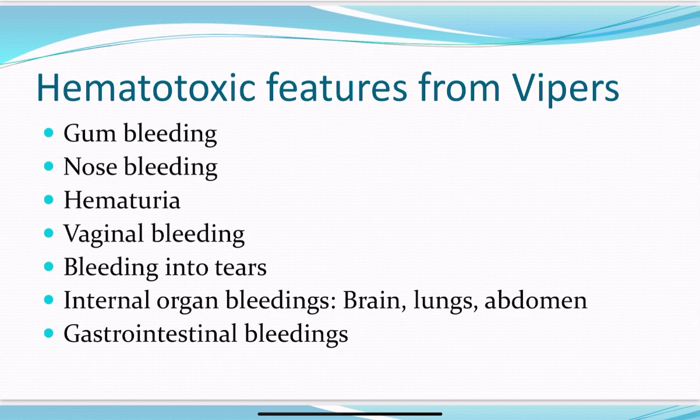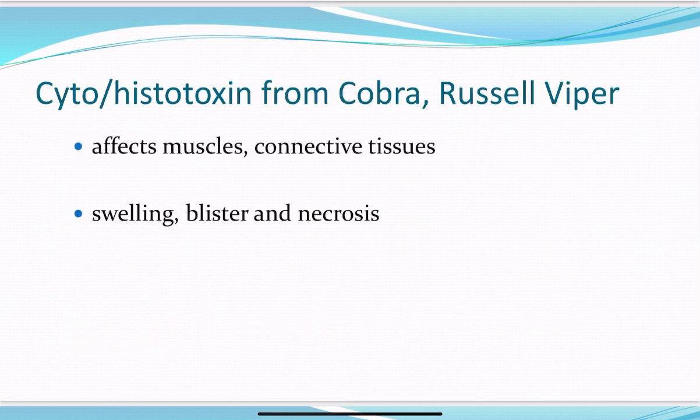The hematotoxic features due to bite from vipers include gum bleeding, nose bleeding, hematuria, vaginal bleeding, bleeding into tears, internal organ bleeding like in brain, lungs, abdomen, and then GI bleeding. Toxins from some snakes like cobra and Russell's viper can also affect the tissues, hence they are also called cytotoxins or histotoxins. They usually affect the muscles and the connective tissues and cause swelling, blister and necrosis.